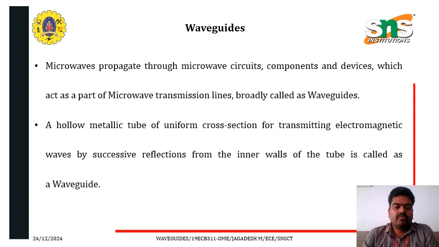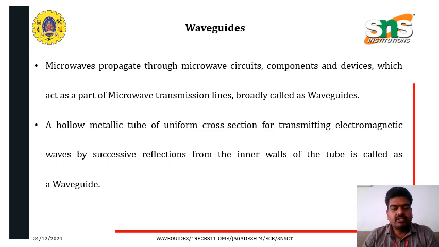So, we discussed so many components, and what microwaves and microwave circuits are, in the previous sessions. In all those things, the microwave travels from one block to another block, which needs some transmission line. The transmission line here is called a waveguide.